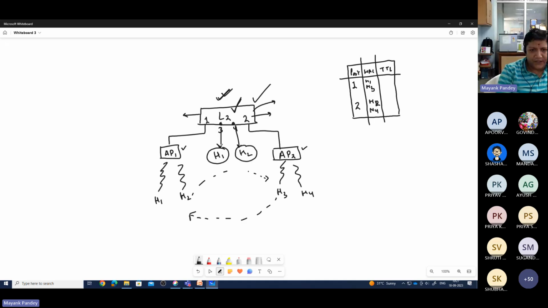And suppose you interchange these locations. Fine. H1 you connect to port number 4 and H2 you connect to port number 3. What will happen? After some time, L2 will learn that now port number 3 is connected to H2 and port number 4 is connected to H1. Any problems in this?